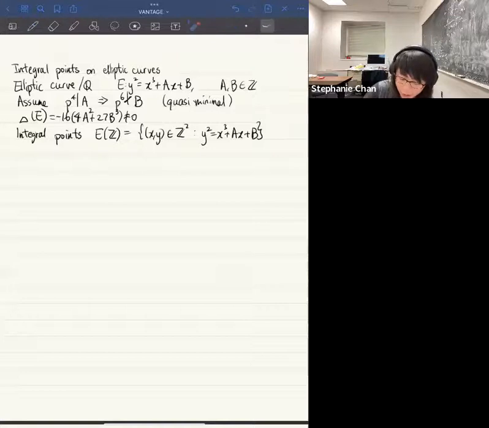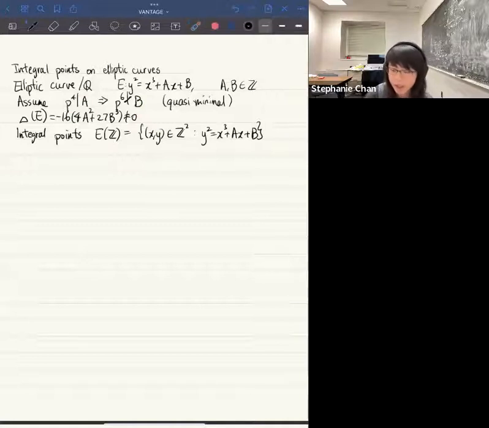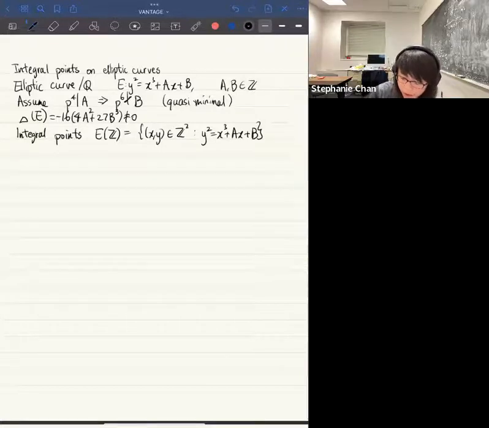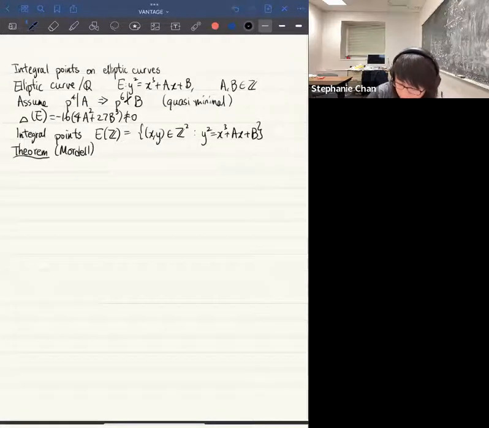So taking the quasi-minimal model, meaning that I'm assuming this assumption here, means that I'm avoiding the situation where the integral point is actually a rational scaling of a rational point. Throughout this talk, I'll assume this setup for any elliptic curves I talk about. Now, a theorem by Mordell: Mordell proved that the number of integral points is bounded on any specific elliptic curve. This count is always finite.